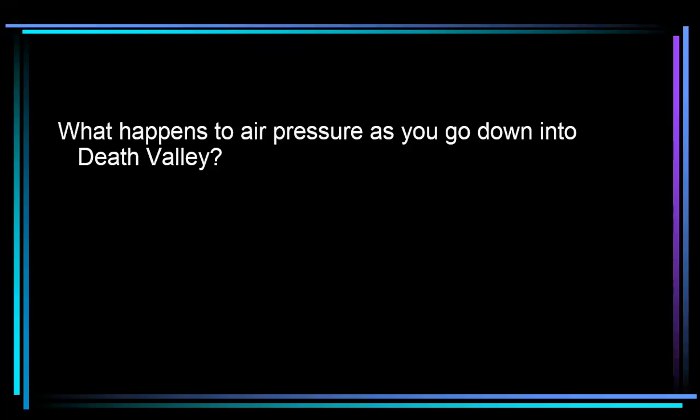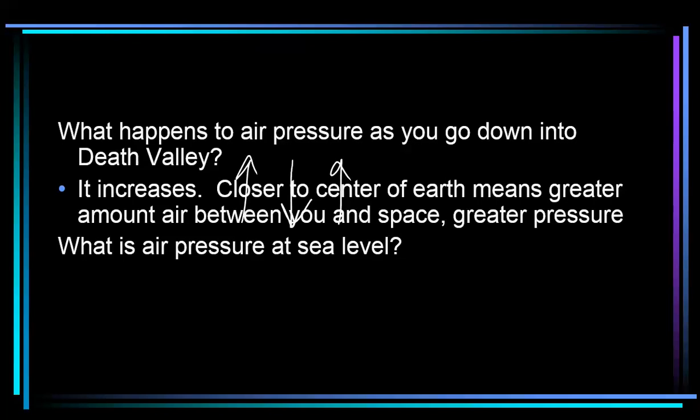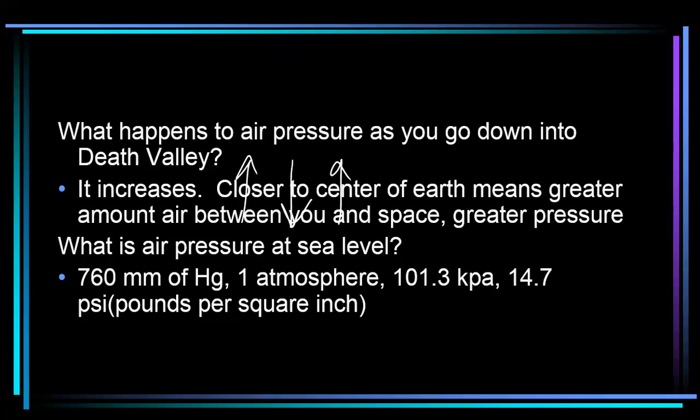So what happens to air pressure as you go into Death Valley? Goes up. Why does air pressure go up? Because elevation goes down, which means there is more air. What is air pressure at sea level? 760 millimeters of mercury, one atmosphere, 101.3 kilopascals, 14.7 pounds per square inch. Memorize these numbers.